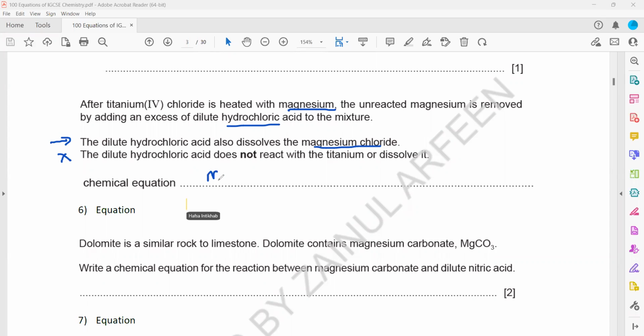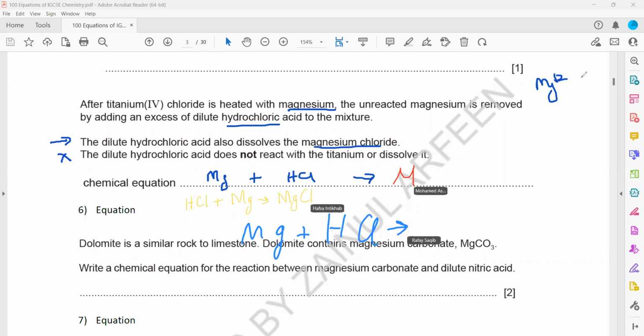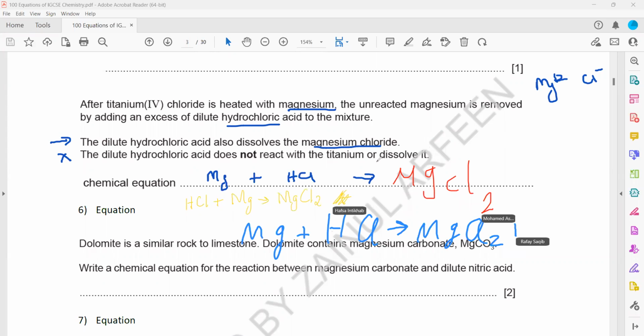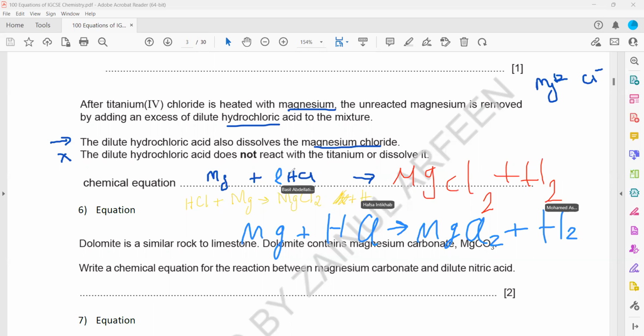So when magnesium, Mg, reacts with hydrochloric acid, HCl, it gives magnesium chloride. Magnesium is group 2, so +2, and chlorine is group 7, so -1. So magnesium chloride will be MgCl2. Because an acid is reacting with a metal, it will give hydrogen gas as well. And to balance, we put 2 before the HCl, so hydrogen is also balanced.